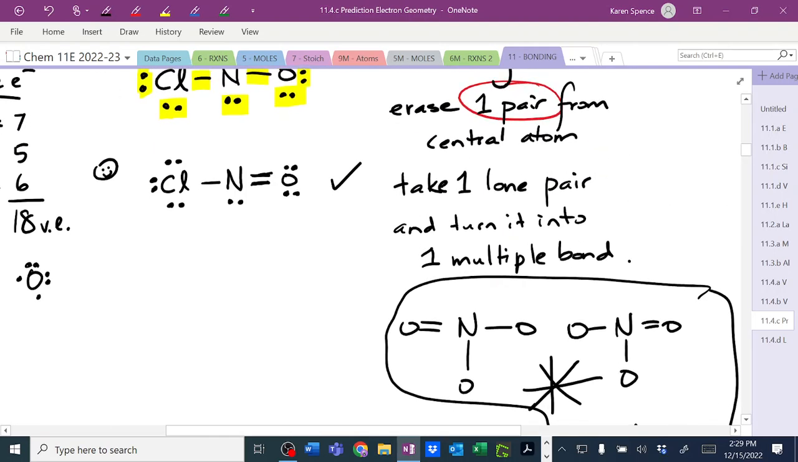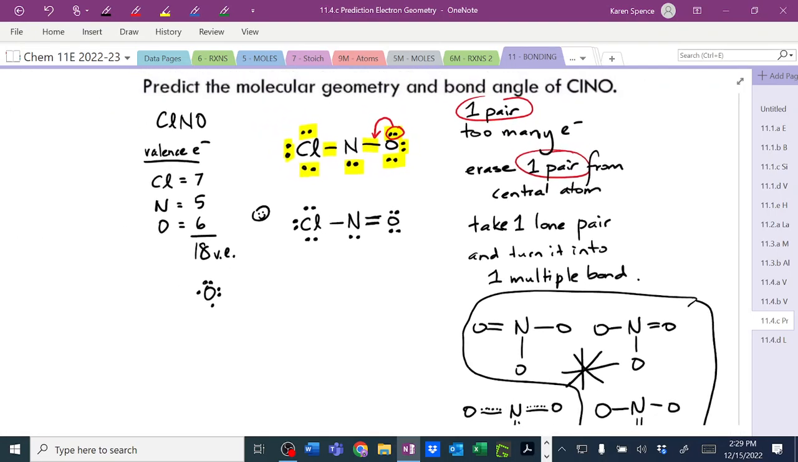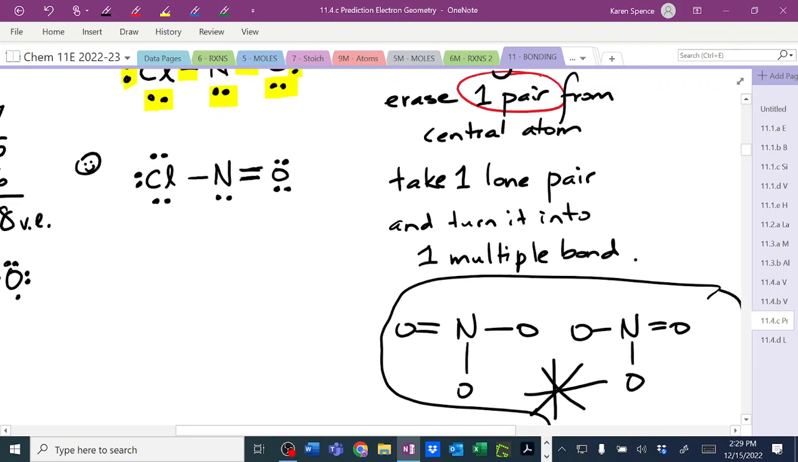So here we are, this is our structure. Now, where were we going with this? Oh, we wanted to predict the molecular geometry and bond angle. When you are predicting the geometry, you need to look at which atom? The one in the middle. So you're looking at this one, and you're saying, how many electron domains? 3 electron domains. How many lone pairs? 1 lone pair.